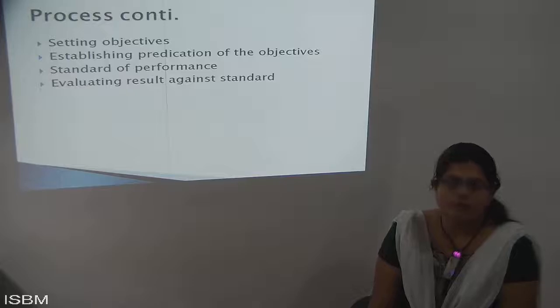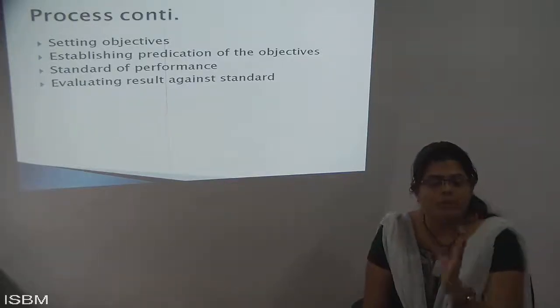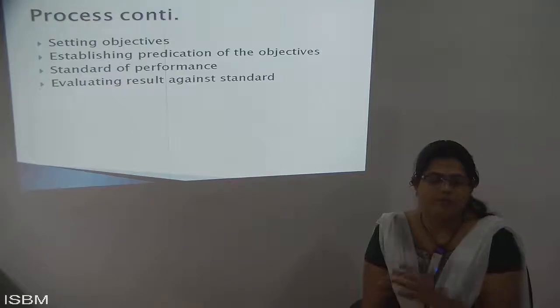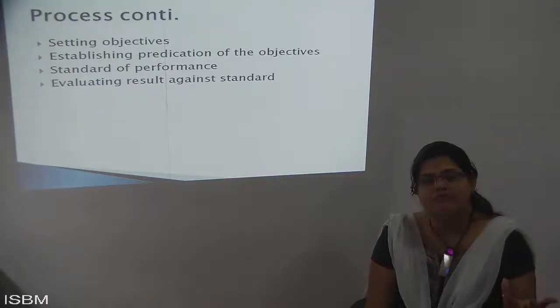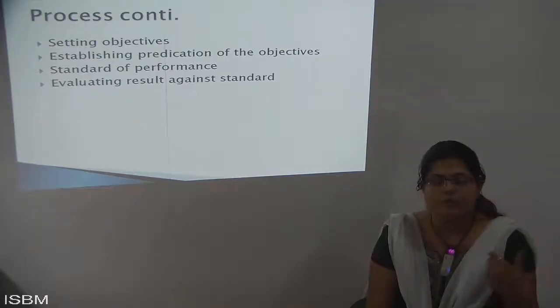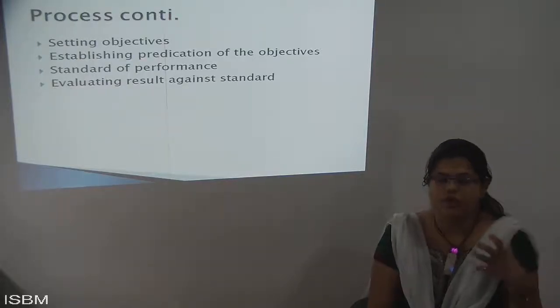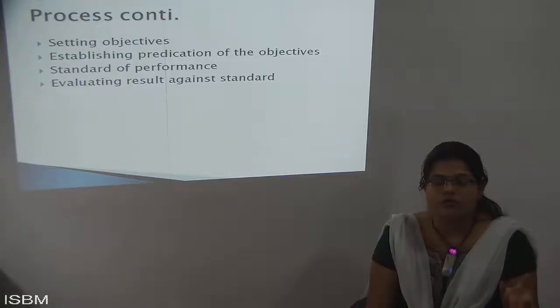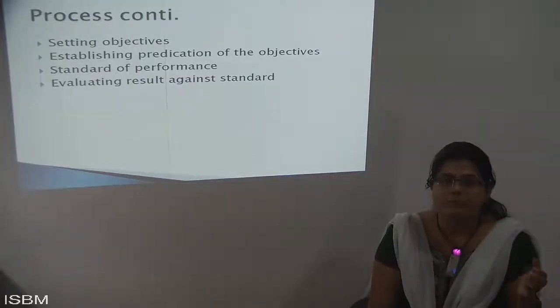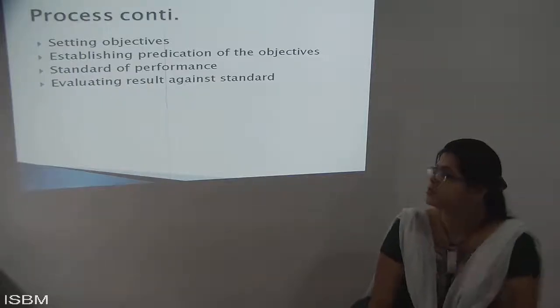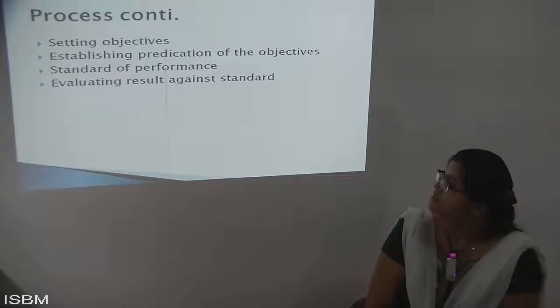Next is the standard of performance. As you do the process of performance, it shows a certain standard. Standard in the sense that it shows a certain image of the organization and of your performance. If I control each and everything in the right direction, it shows good standards in my organization. Because if I show good images in my organization, my company will be setting proper objectives for my organization. Then afterwards comes evaluating the results against the standard.